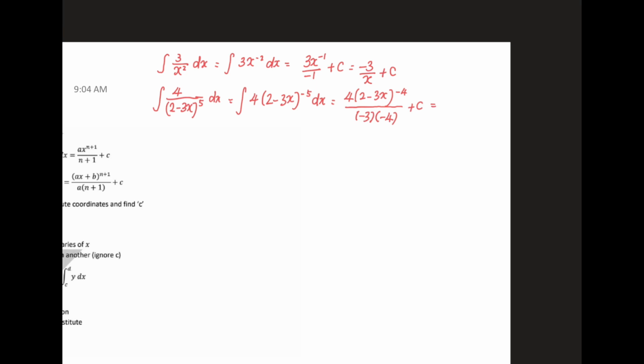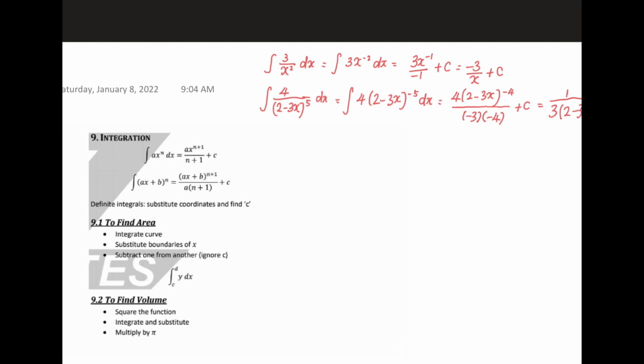After doing so, we simplify it. First, we take 4 divided by 12, which is 1 over 3. The second thing is we bring down the bracket. This takes negative 4, right? The power is negative 4, so we have to bring it to the denominator. So it takes the power of positive 4. So it becomes 1 over 3 times 2 minus 3x to the power of positive 4 plus c. Okay, so that is how we use the formula. Now let's move on.